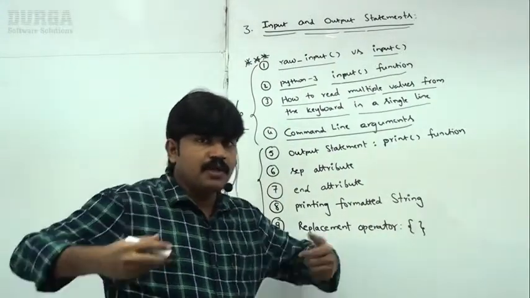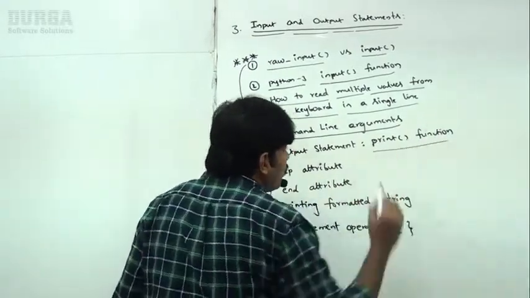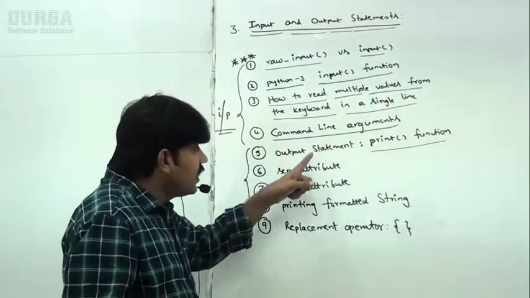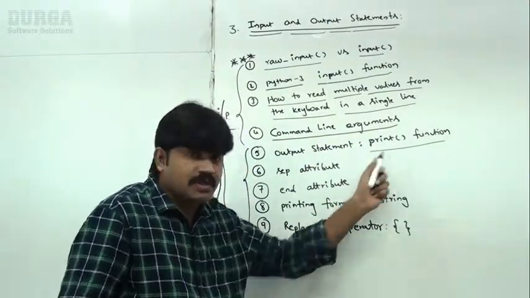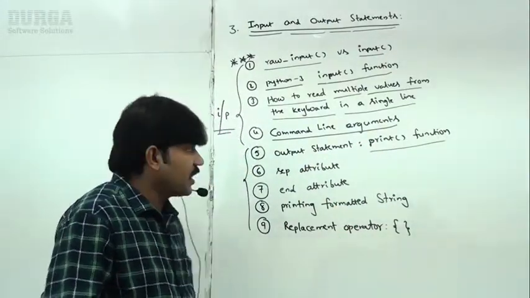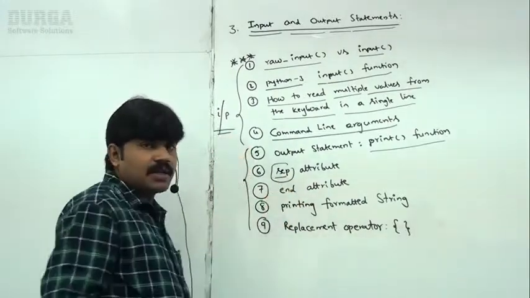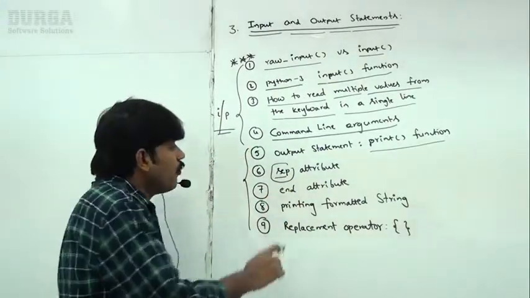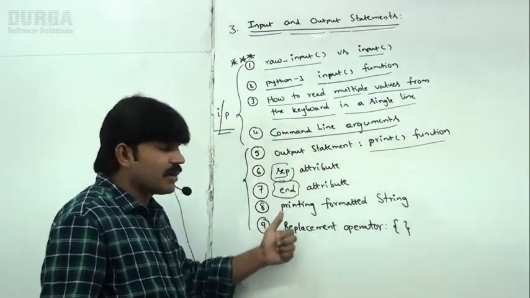If you want to print some output to the end user, compulsorily we need to go for the print function. What is the behavior of the print function? What are the various forms of the print function available? We require to discuss that, right? And after that, what is the need of the sep attribute, the separator attribute? What is the need of the end attribute?